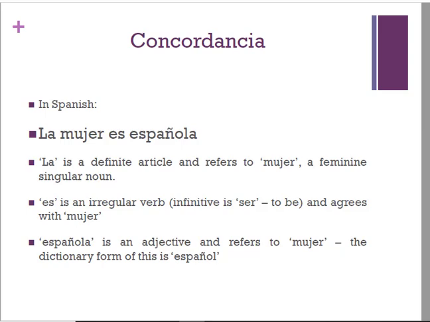Opposite to that, any word ending in aje, masaje, garaje, A-J-E, would be typically masculine, as well as any word ending in or, amor, terror, etc.